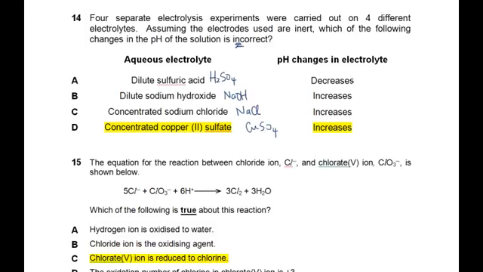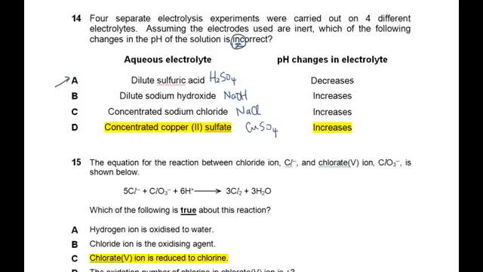We are dealing with 4 separate electrolysis experiments over here, and we are assuming that electrodes are inert. Which of the following changes in pH of a solution is incorrect? The keyword here is incorrect. We have to make sure that you are choosing a false statement.